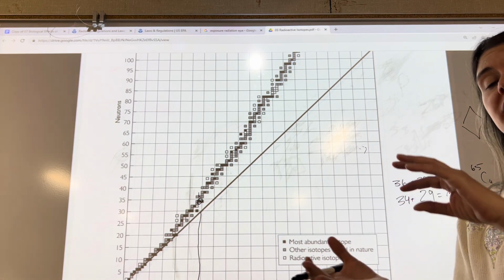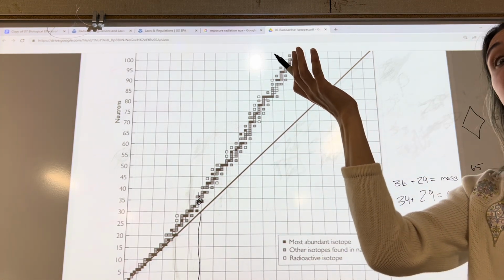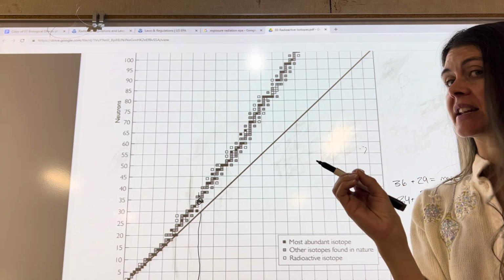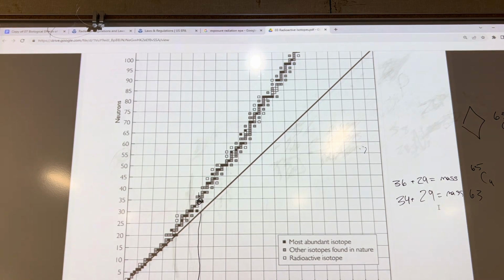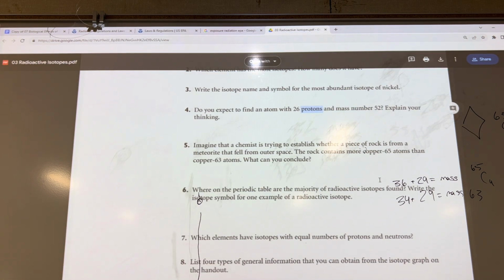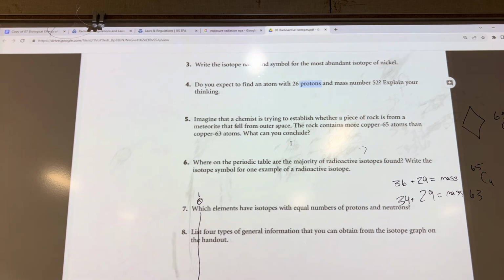So if you find something that has a different ratio, if it's way more abundant in a rare isotope, that is evidence that it did not come from Earth. You want me to write it down? Probably. What can you conclude? Because the ratio of copper 65 to 63 is different than Earth's normal abundance, that suggests this rock is from outer space.